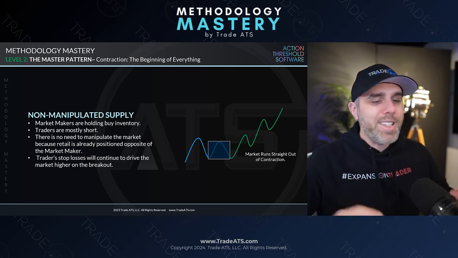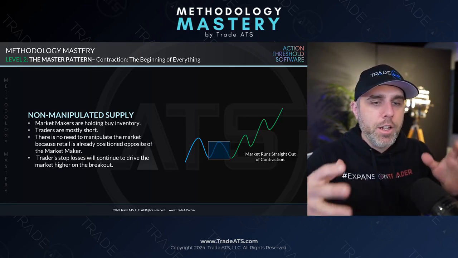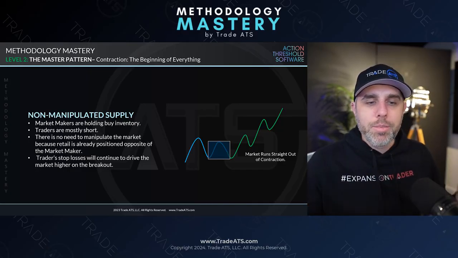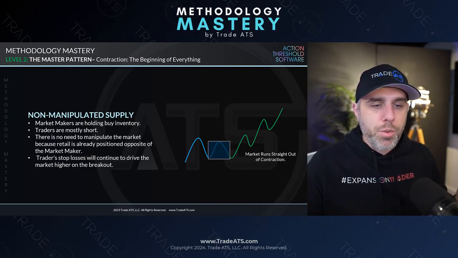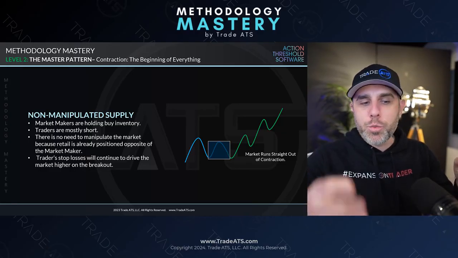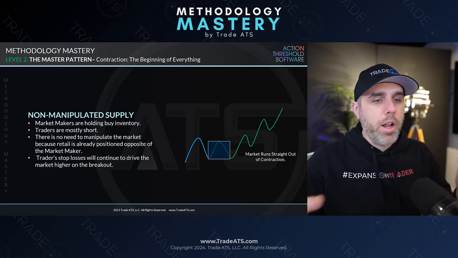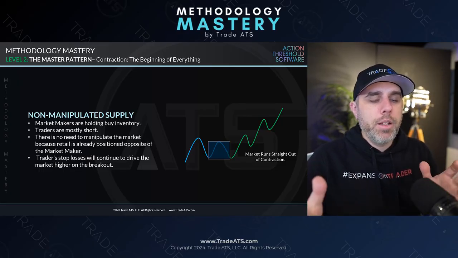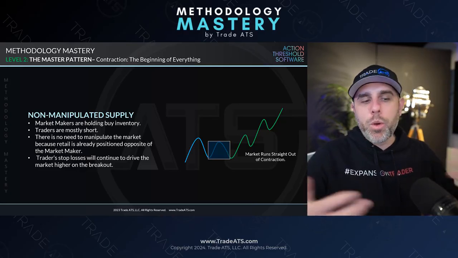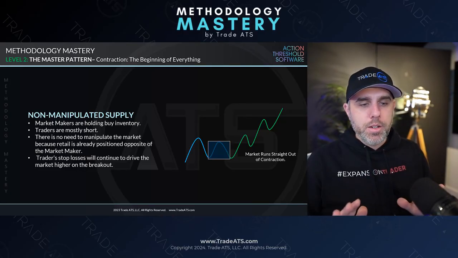Now, this can get very complicated if you try to dissect every little bit of this and try to work it out. Thankfully, that's what the whole master pattern methodology is for. We see contraction. We know if things are being manipulated because we see the multi-leg expansion. And we're not trying to call what's going to happen or try to predetermine. We're just trying to deal with what is happening. And we're putting that story together as it plays out.